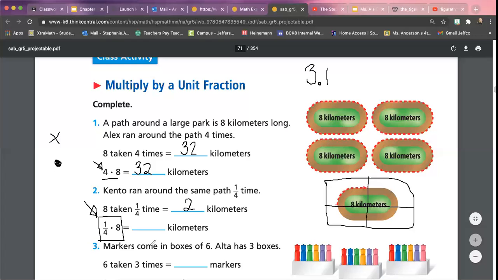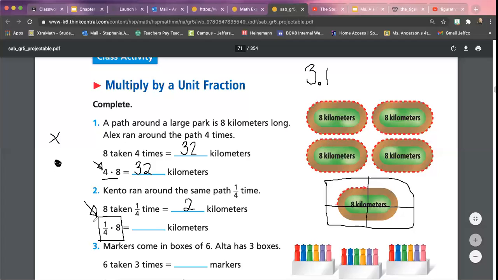There are two different ways you can think about this. And like Radiant said, even though it's multiplication, you can always think of it as division. If I'm taking 8 kilometers and I'm multiplying them by a fourth, they're going to get smaller. We're used to multiplication making numbers bigger. But if you're multiplying a whole number by a fraction, it's going to get smaller because you're only taking 1/4 of it.